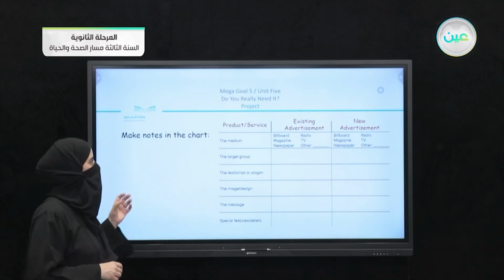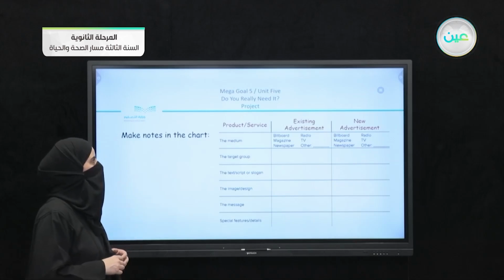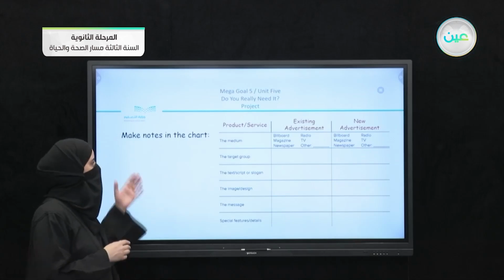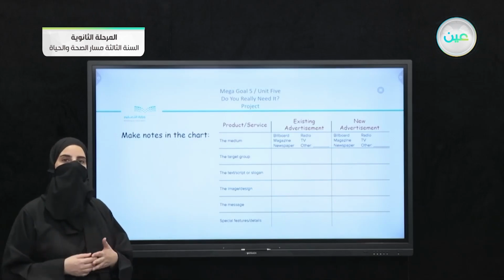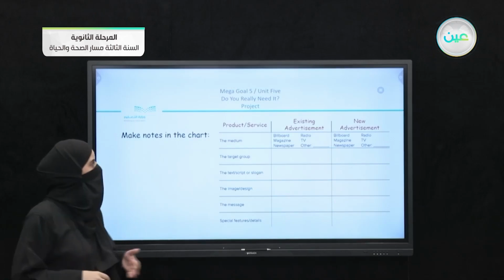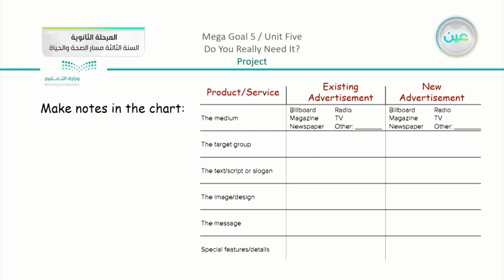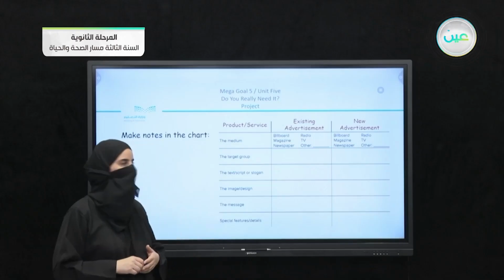You are going to see, first of all, the product or the service. So there are different things. We have here the medium. So what is the medium that is used in the advertisement? Of course, we are going to analyze the existing advertisement. So it can be billboard, radio, magazine, TV, newspaper, or any other method. The target group, who is it directed to?